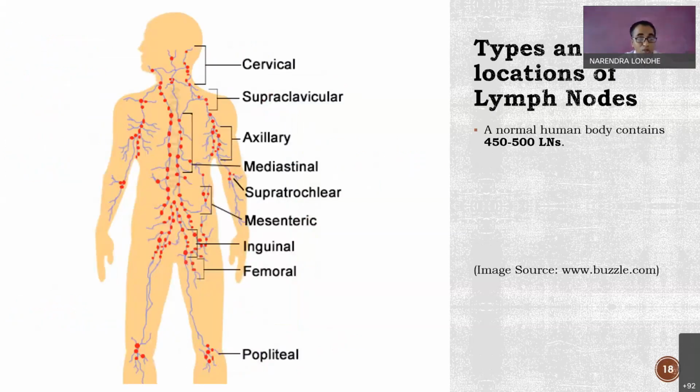Now let me show you where these lymph nodes are. Like what I have shown you in the generalized diagram, just look at this. There are almost 400 to 450 lymph nodes in your body, and you just see the location.